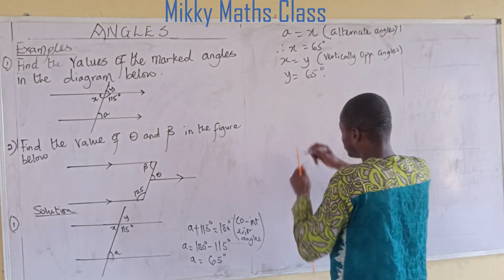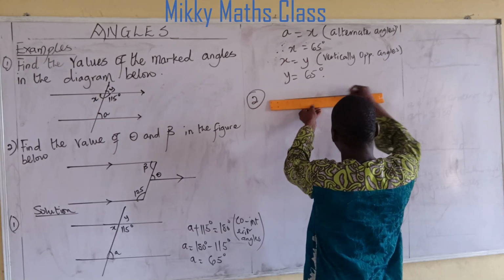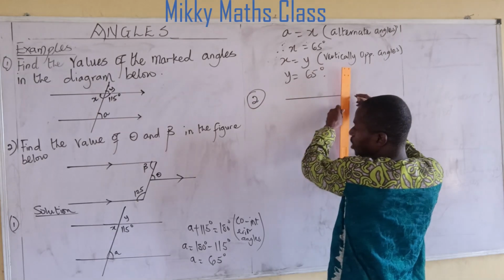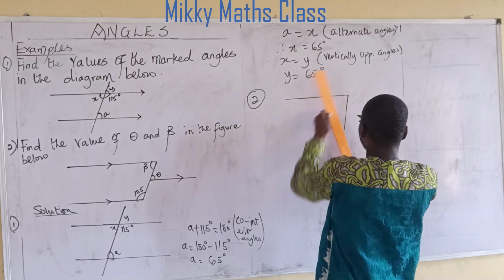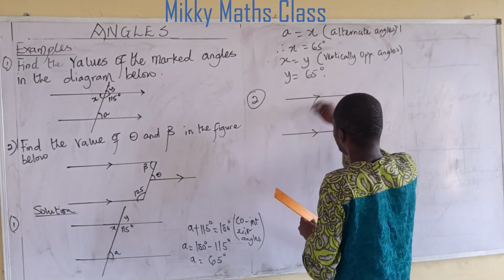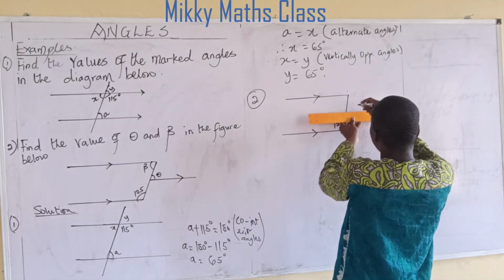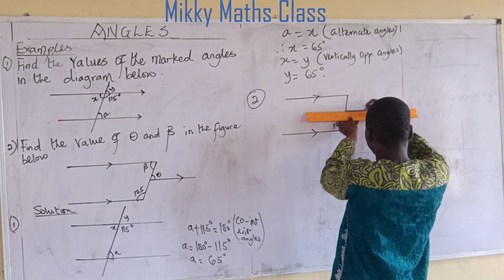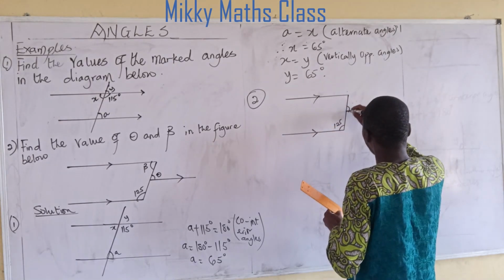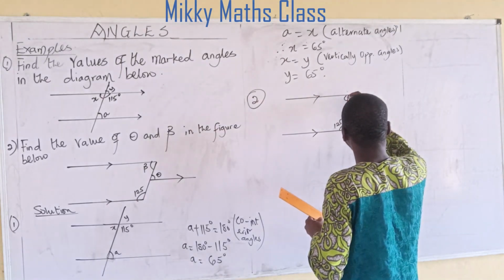Now, let me draw it. This is 2. Let's redraw that. This becomes, this is my 125 here. These are the two parallel lines. This is 125. And here we have a line that has been extended. And we're told that this is theta. Now, this is beta here.